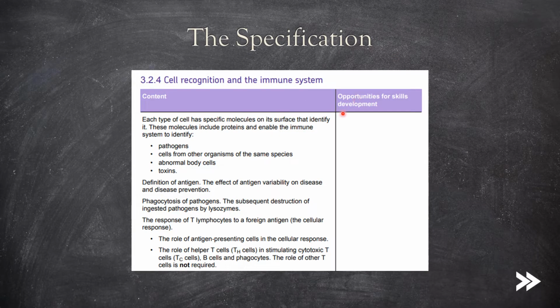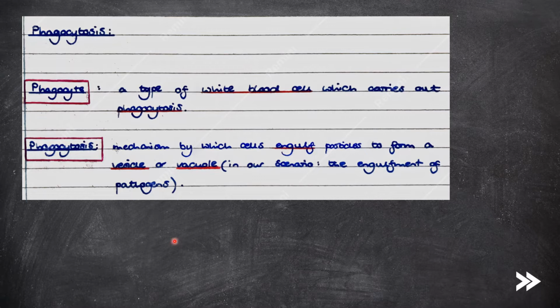Great, so now that we've given an introduction to immunity as well as antigens and their definition, we'll next move on to phagocytosis and the two types of specific immune response. So what actually is a phagocyte? Well, a phagocyte is a type of white blood cell which carries out phagocytosis. Phagocytosis being the mechanism by which cells engulf particles to form a vesicle or vacuole. In our scenario, this refers to the engulfment of pathogens.